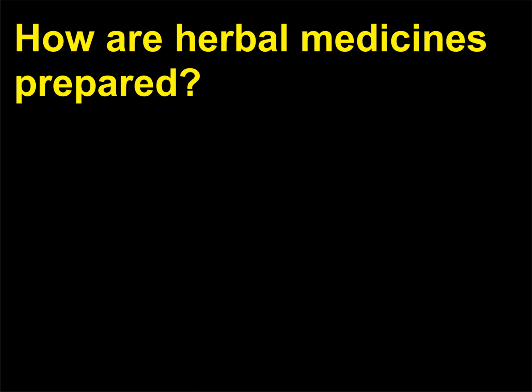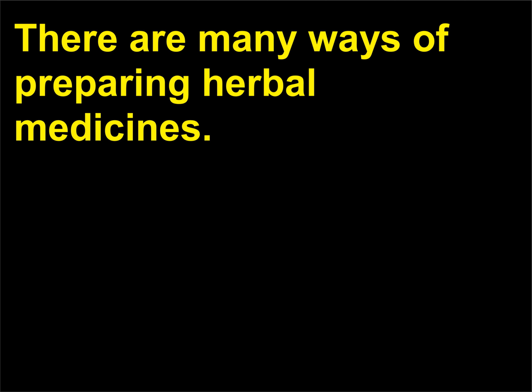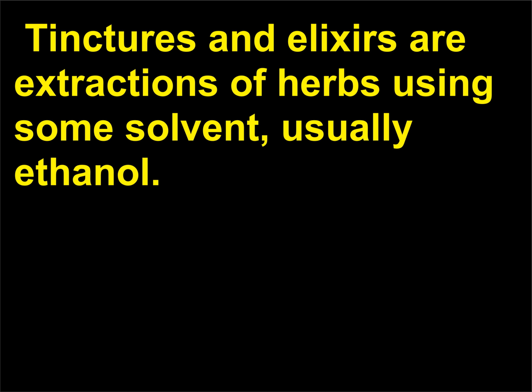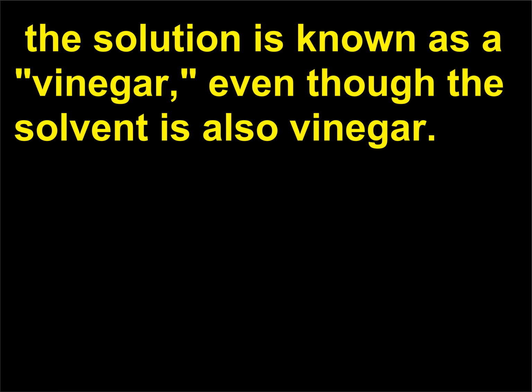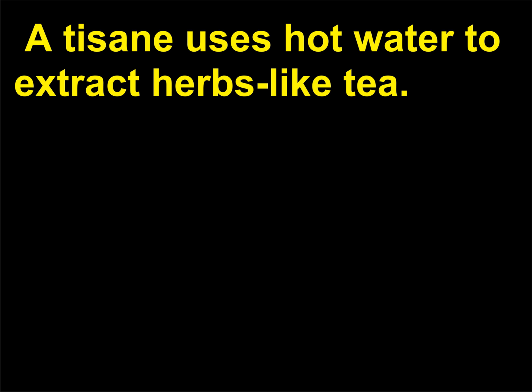How are herbal medicines prepared? There are many ways of preparing herbal medicines. Tinctures and elixirs are extractions of herbs using some solvent, usually ethanol. If a plant is extracted with acetic acid, the solution is known as a vinegar, even though the solvent is also vinegar. A tisane uses hot water to extract herbs like tea.